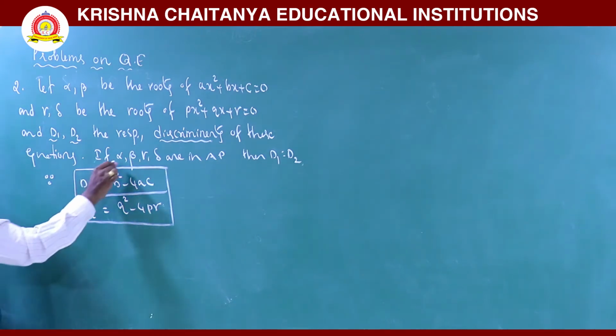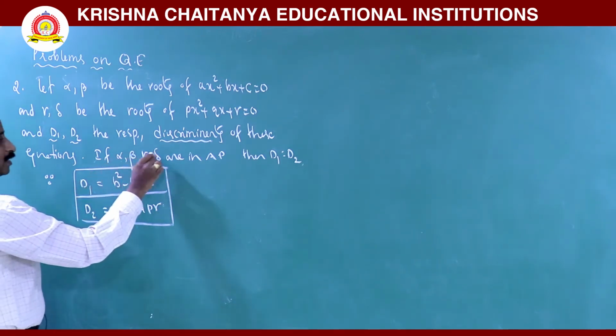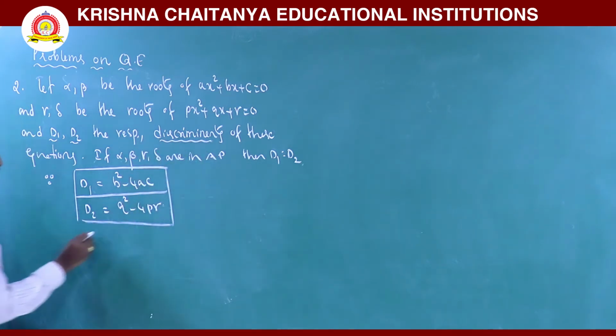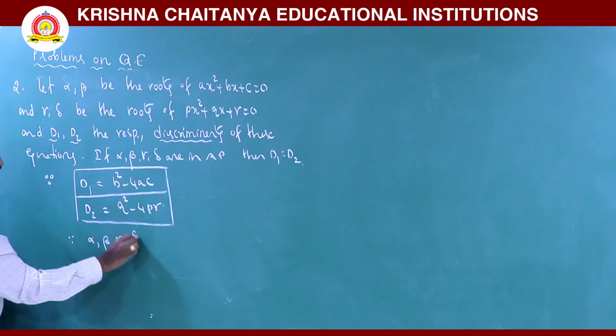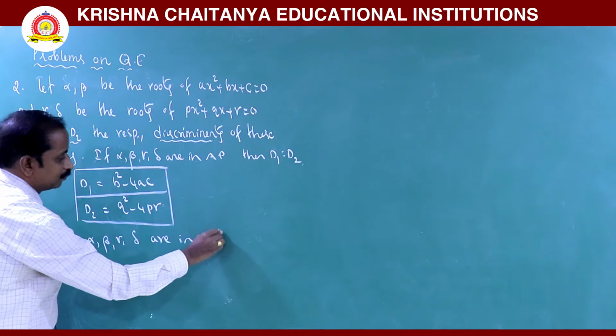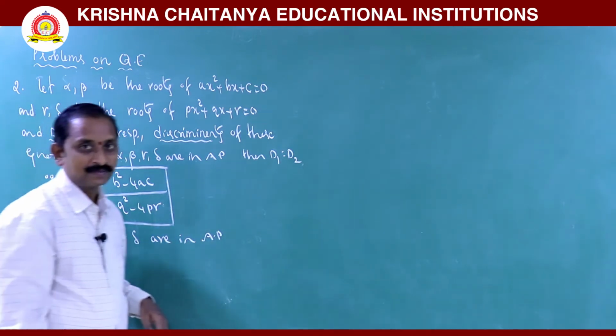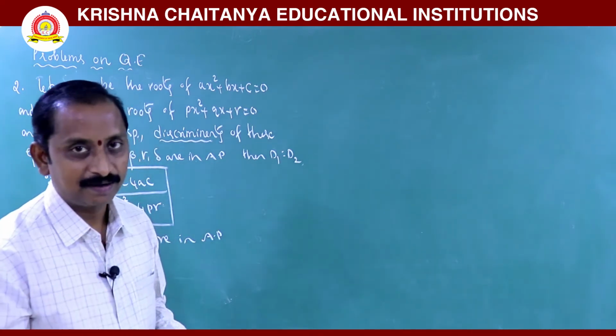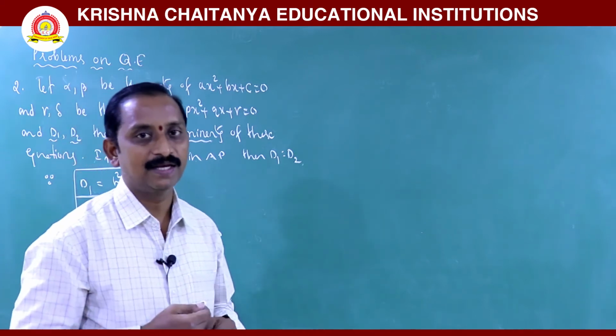The condition is nothing but alpha, beta, gamma, delta are in AP. So alpha, beta, gamma, delta are in arithmetic progression. What do we know about arithmetic progression? For any two consecutive terms, the common difference should be equal.